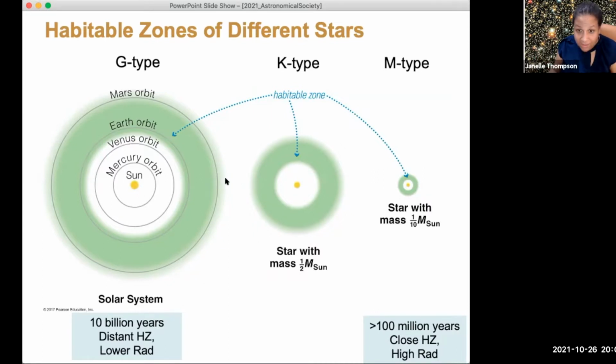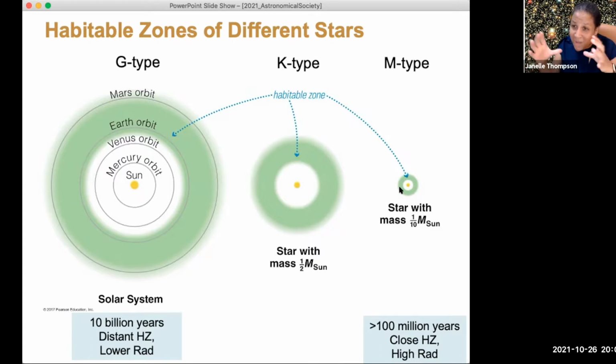Now, if we go down in size, we can consider the other extreme, the M-type stars. These are the smallest, the least luminous objects, but they also have habitable zones, zones around them that can support liquid water on the surface of planets. But these habitable zones are far narrower, right?